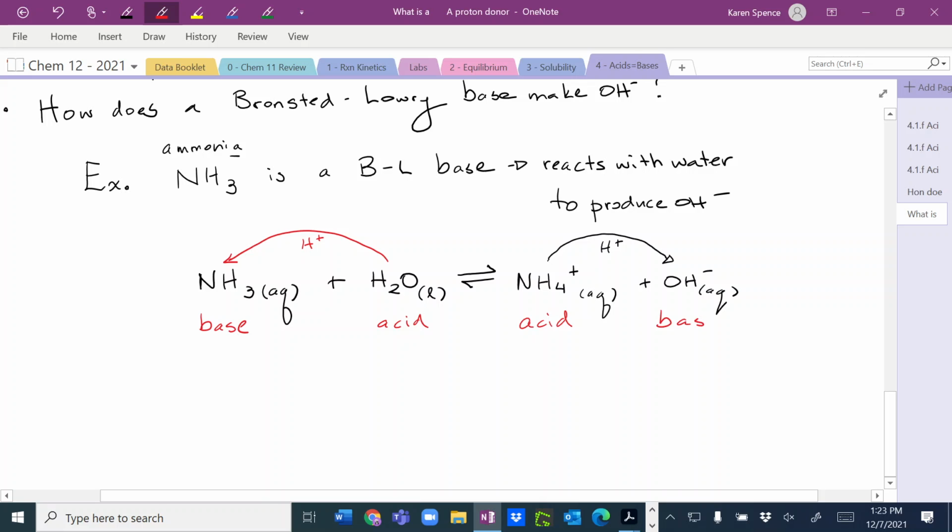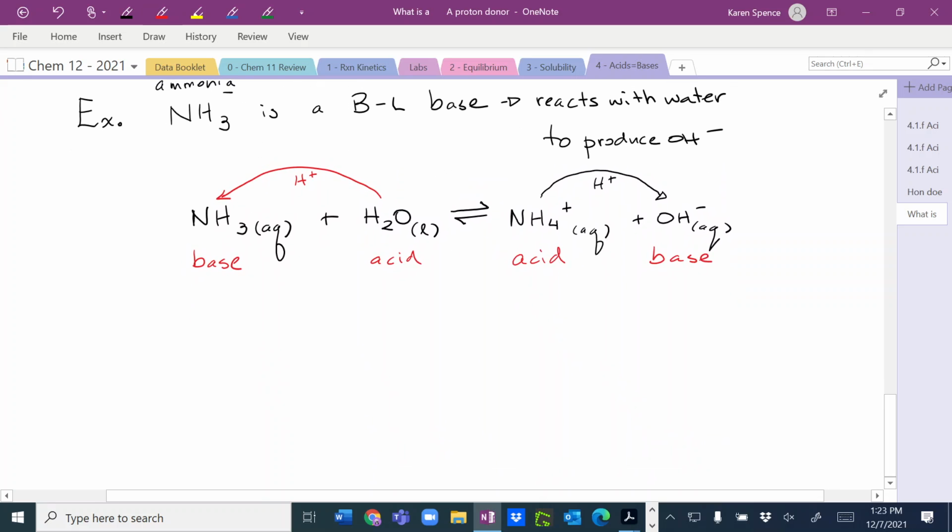So one thing you're going to notice about this particular reaction and all acid-base equilibria is that on each side of the equilibria, there has to be both an acid and a base. You cannot have two acids on one side of the equilibrium. It doesn't make any sense. Yes?